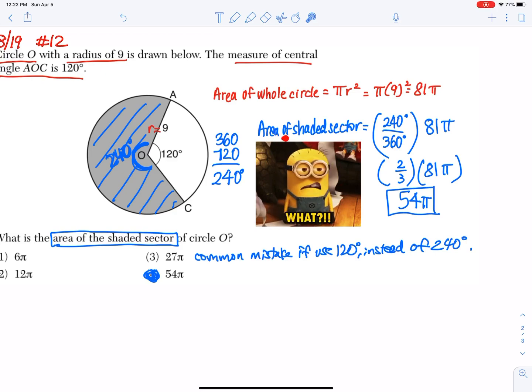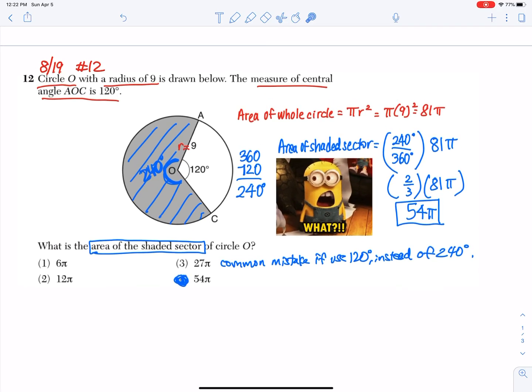So the area of the shaded sector is 240, that's the part, over the whole 360, times the area of the circle, which we just found before, 81 pi. This fraction reduces to 2/3, times 81 gives you 54. We keep the pi. If you look at the multiple choice, we have that as an answer. When I just used 120 degrees instead of the 240, this would have been the trap multiple choice. I hope that was clear.